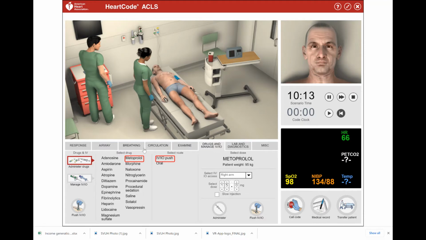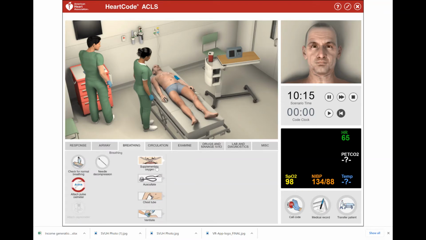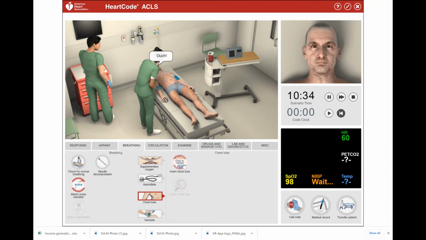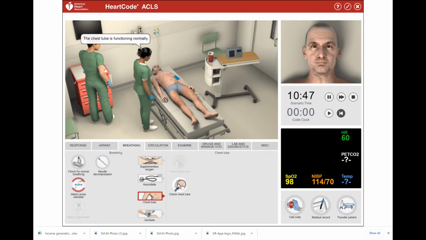That he's certainly not expecting. So we can put a chest tube into him. For somebody who has a collapsed lung, it would be appropriate to put a chest tube in. For somebody who doesn't have a collapsed lung, putting in a chest tube would not be the right thing to do at all. So we'll do that. Insert chest tube. So the expectation with a chest tube is that it would raise your heart rate, because it's very, very painful having a chest tube put in. The chest tube is functioning normally.